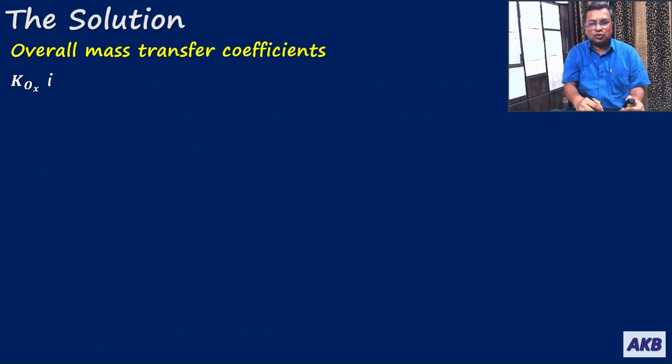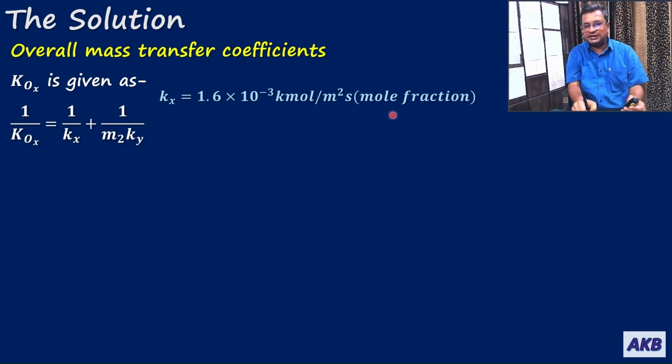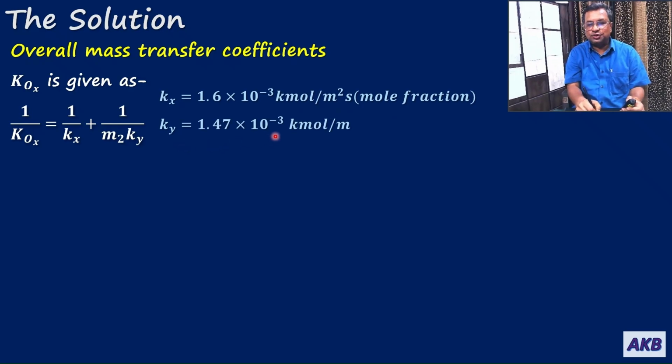Now let us get Kox, and we know Kox is given by this equation. 1 upon Kox is equal to 1 upon Kx plus 1 upon M2 into Ky. So in this case, Kx is known. It is 1.6 into 10 to the power minus 3 kilomole per meter square per second per mole fraction. Ky is 1.47 into 10 to the power minus 3 kilomole per meter square per second per mole fraction. And again, M1 is equal to M2 is equal to 2.6, which is the average slope of the equilibrium curve.